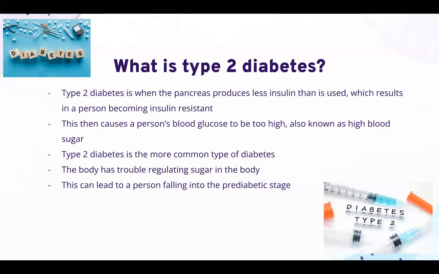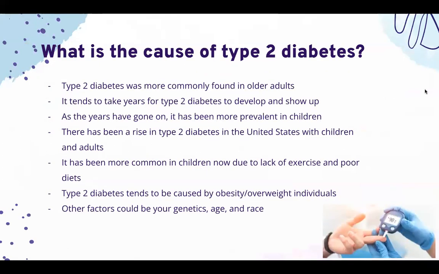So type 2 diabetes is the more common of the types of diabetes, because there is type 1 as well. And the body has trouble regulating the sugar in the body, because they become insulin resistant. This can then lead to a person falling into the pre-diabetic stage, and many fall into the diabetic stage.